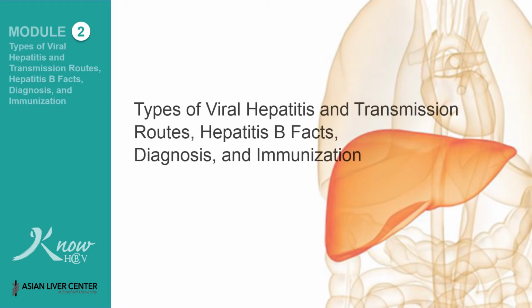Welcome to Module 2, Types of Viral Hepatitis and Their Transmission Routes, Hepatitis B Facts, Prevention, and Diagnosis. In this module, we will cover the following topics. How are the different types of viral hepatitis transmitted, the prevalence and facts about the hepatitis B virus, HBV, diagnosis and outcome of HBV infection, and hepatitis B immunization to prevent HBV transmission.